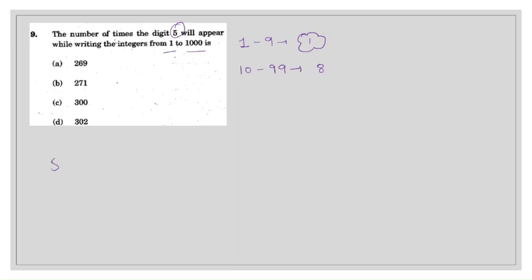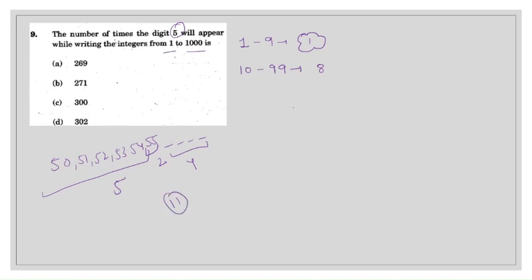And when we calculate the numbers from 50, 51, 52, 53, see, till 54, that is 5 times 5 appears. Then 2 times 5 appears in the number 55. Then again we have 56, 57, 58 and 59. So again it will be 4. So after adding these, we'll get 11.